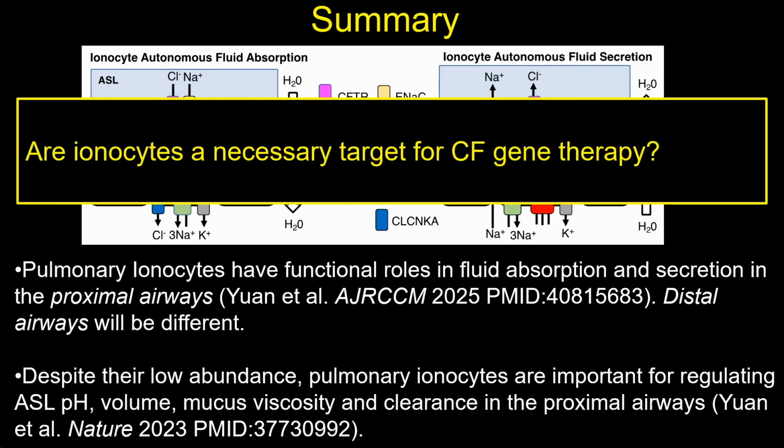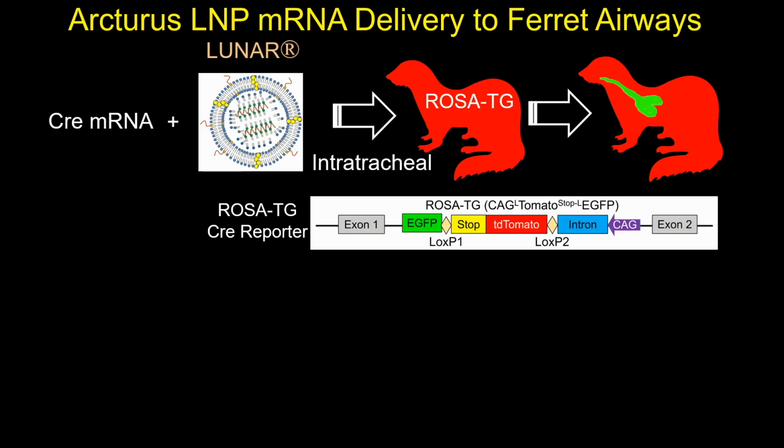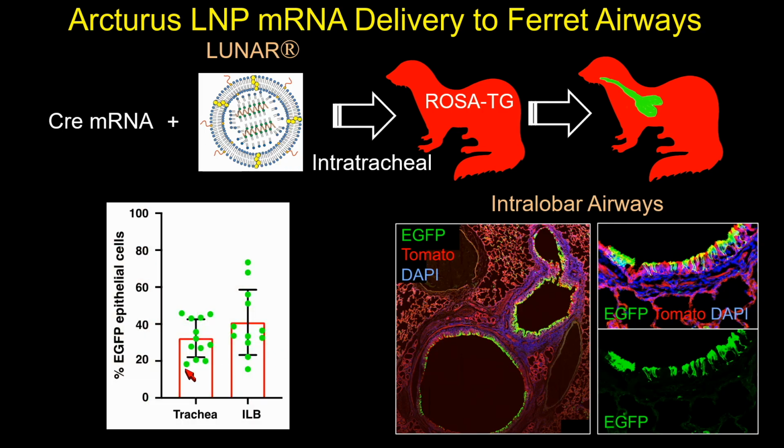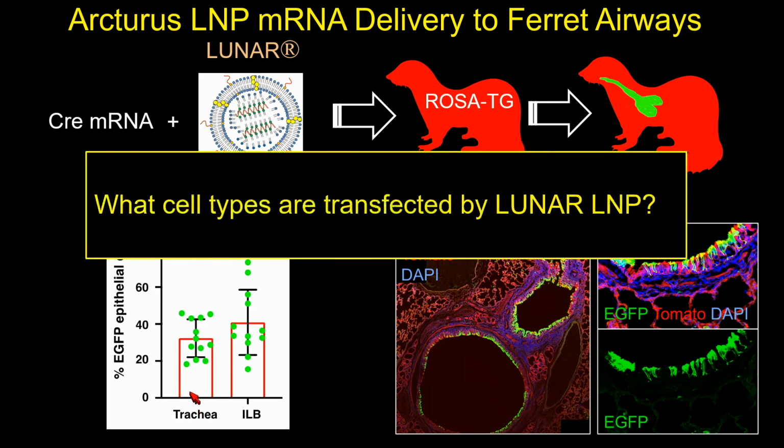So this is the big question: are ionocytes required targets for gene therapy? I spent my career thinking, well, probably they are going to be. And to rush the punchline, that may not be the case. This is a study that we collaborated on with Arcturus using an LNP to deliver, in this particular instance, Cre into these Cre reporter Rosa TG ferrets. You can see very high level transduction in the conducting airways as well as in the surface trachea. There's about 40% in the interlobar airways and 40% transfection within the trachea to convert the Cre reporter.